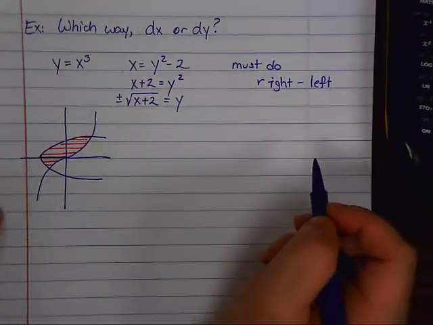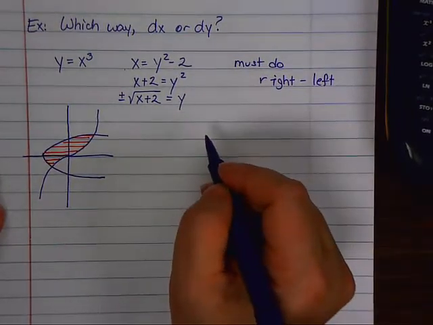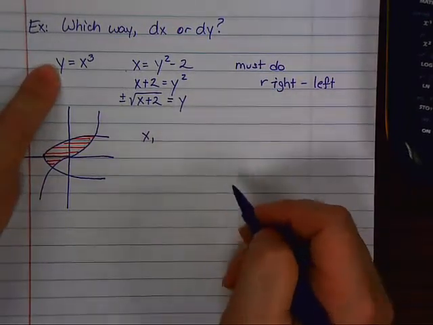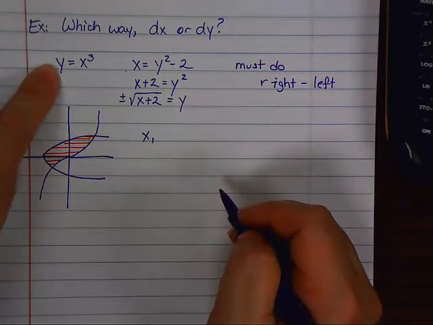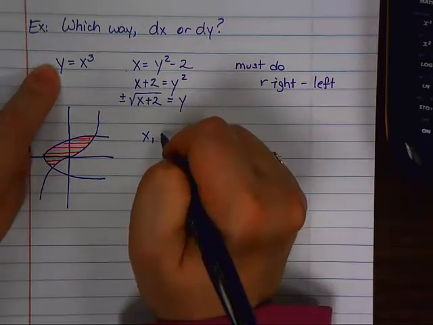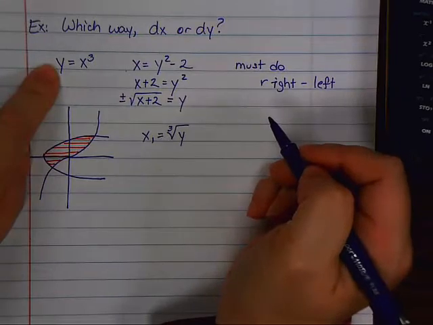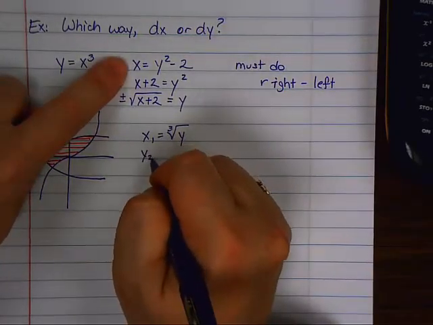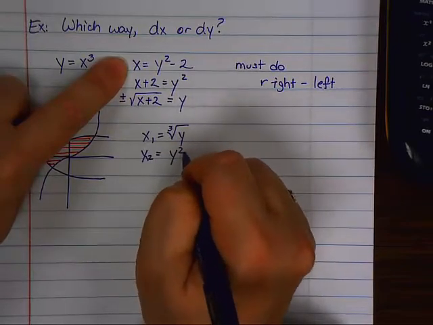So, in order to put it in the calculator, you must solve each equation for x first. Here's the first equation. If I take y equals x to the third and solve it for x, what's it going to be? Excuse me, solve it for y. Cube root of y. Do you agree with that? And the other one, they already solved it for x for me. x2 equals y squared minus 2.